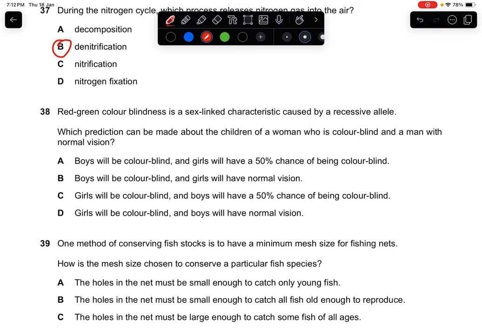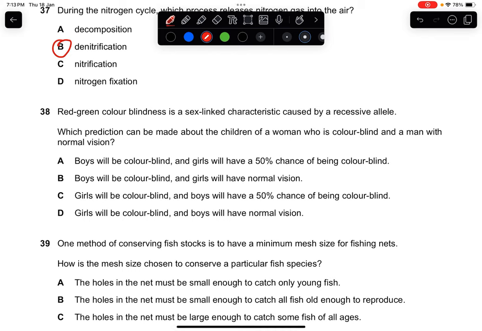Question 38. Red-green color blindness is a sex-linked characteristic caused by a recessive allele. Which prediction can be made about the children of a woman who is colorblind and a man with normal vision? Okay, so let's see what we have here. Boys will be colorblind and girls will have a 50% chance of being colorblind. Actually, let's create this Punnett square.